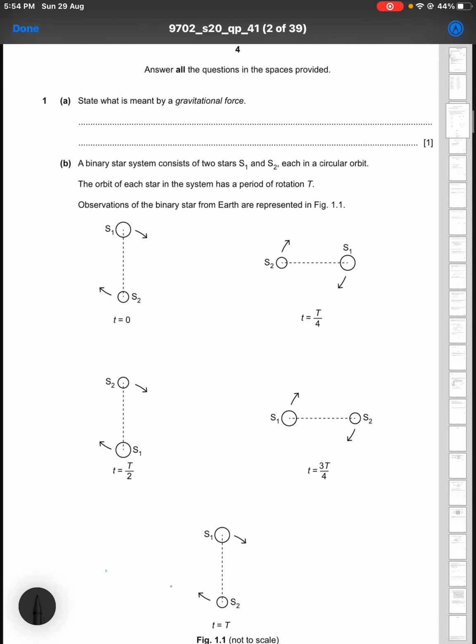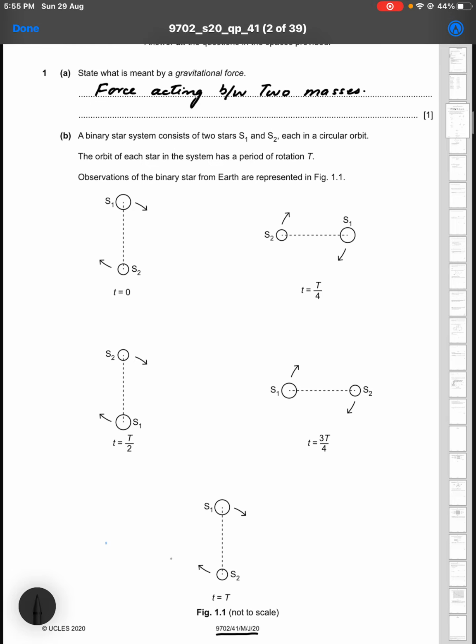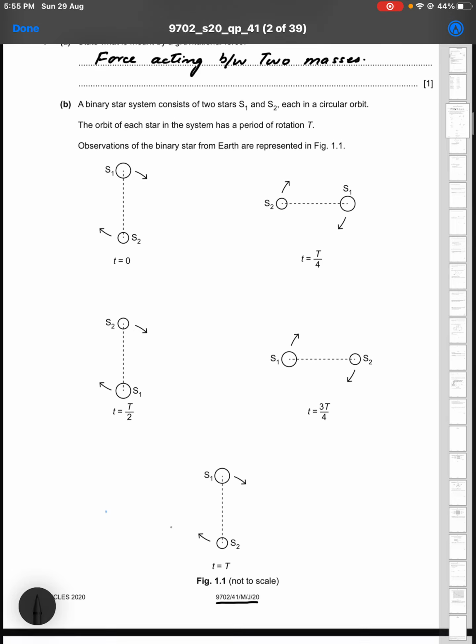Paper 4-1, May June 20. Question number 1. State what is meant by gravitational force. So you can write the answer: force acting between two masses. Or you can write force on one mass by another, or force on one mass due to another. All definitions are correct, all answers are correct.